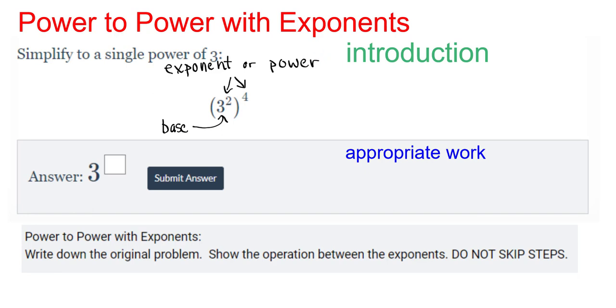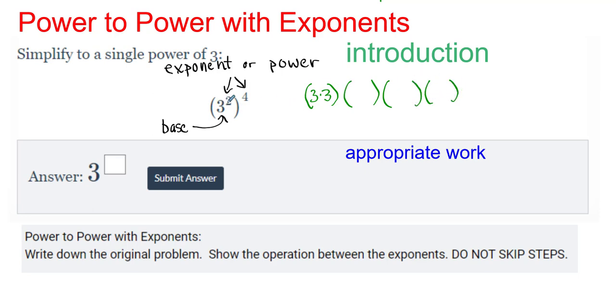So I'm just going to switch over to green and I'm going to show you what this would look like if we were to put it in expanded form. So let's deal with it inside the parentheses. I would have 3 squared would stand for 3 times 3. And then this 4 on the outside means that I'm going to have 4 different parentheses. So there's 1, 2, 3, and 4.